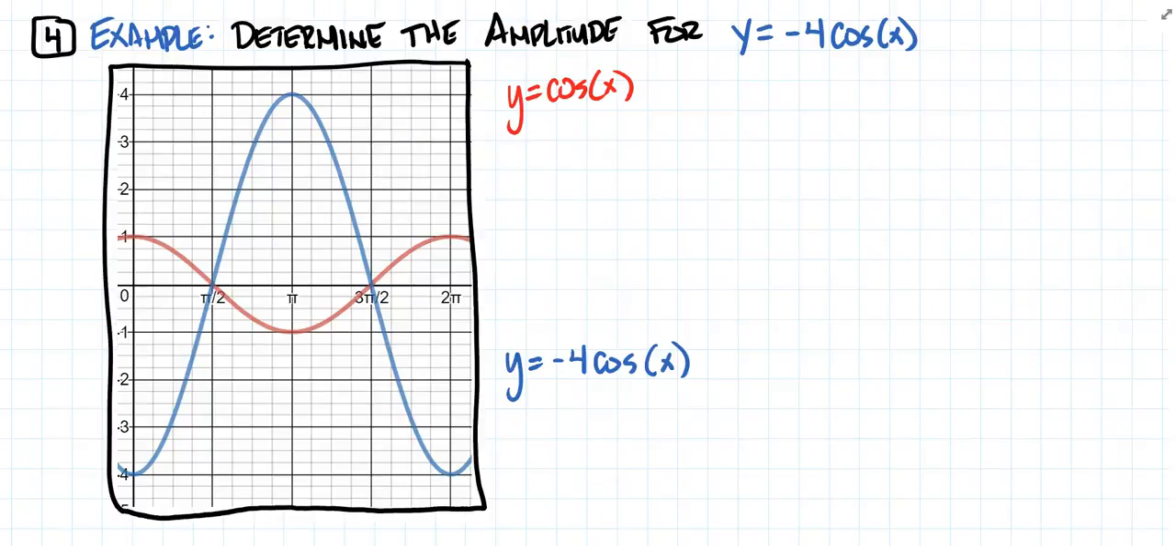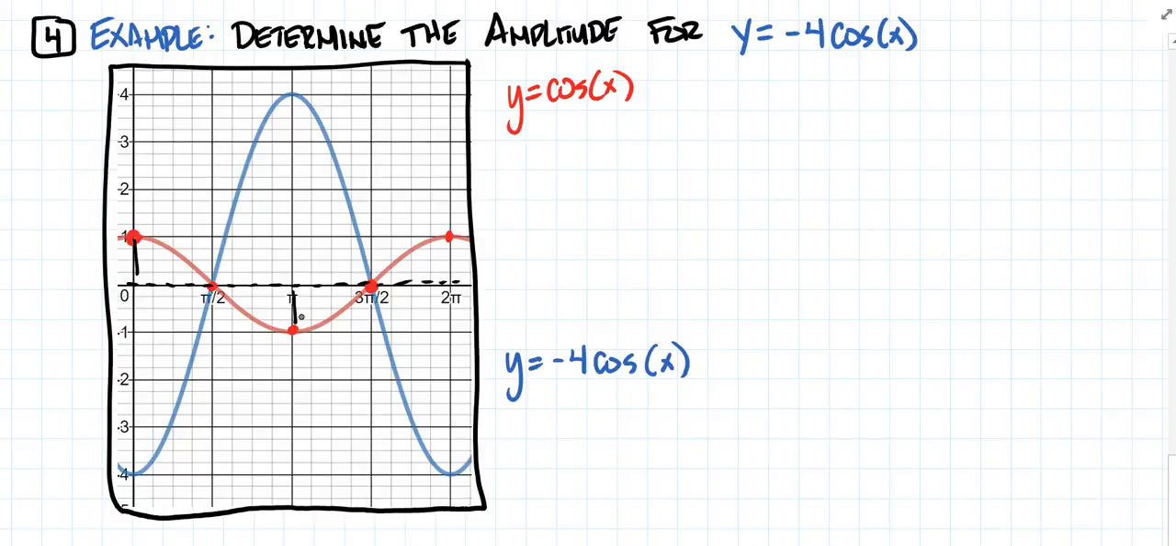Okay, box number 4 is an example. Let's determine the amplitude for the function y equals negative 4 cosine of x. For comparison's sake, I have started off our graphing here with the basic cosine curve for x. So notice I have 0, 1, I have pi over 2, 0, I have pi, negative 1, I have 3 pi over 2, 0, and then of course I have 2 pi. Now the regular amplitude, as we discussed before, was the distance between the midline and the highest point or the lowest point. So in this case, it's a value of 1.